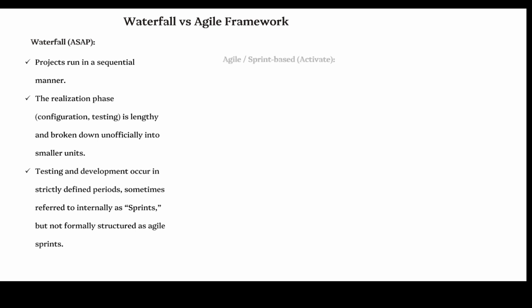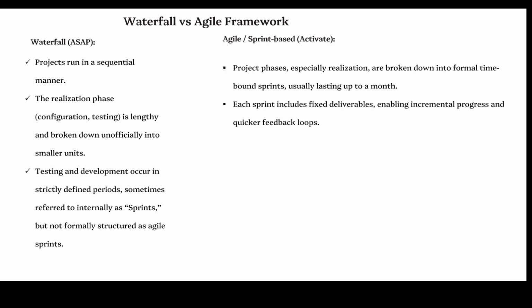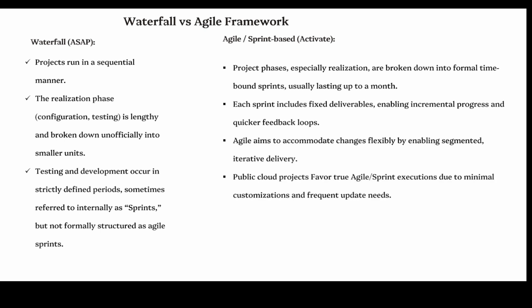sprints. Agile, sprint-based, Activate. Project phases, especially realization, are broken down into formal time-bound sprints, usually lasting up to a month. Each sprint includes fixed deliverables, enabling incremental progress and quicker feedback loops. Agile aims to accommodate changes flexibly by enabling segmented, iterative delivery.